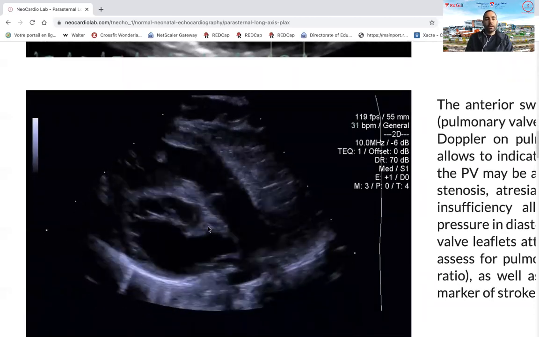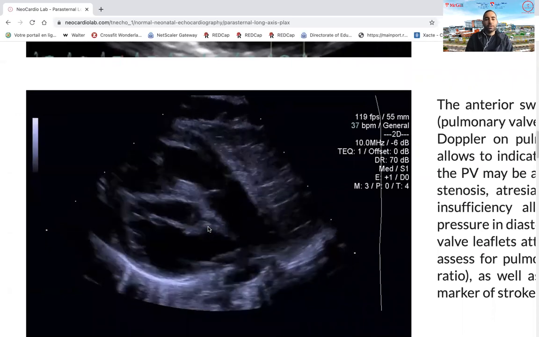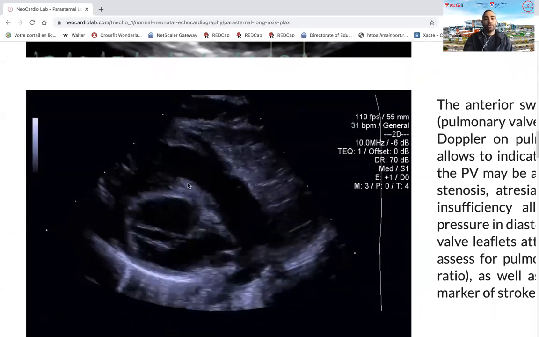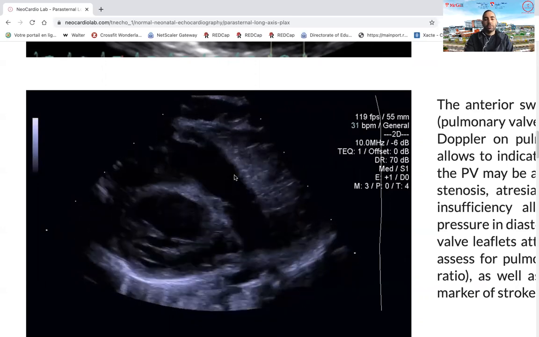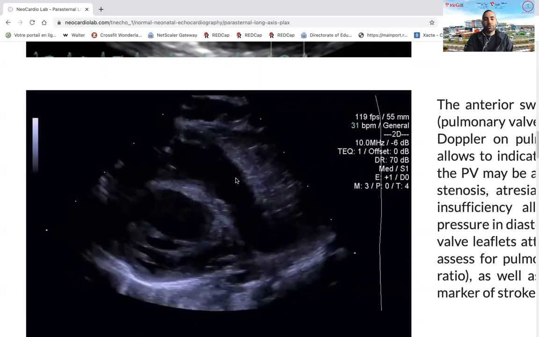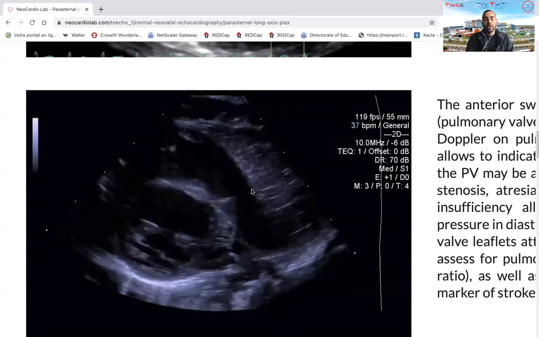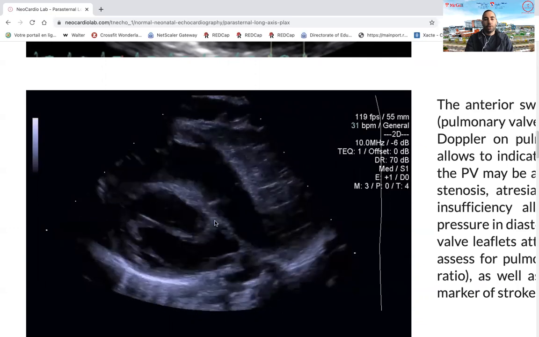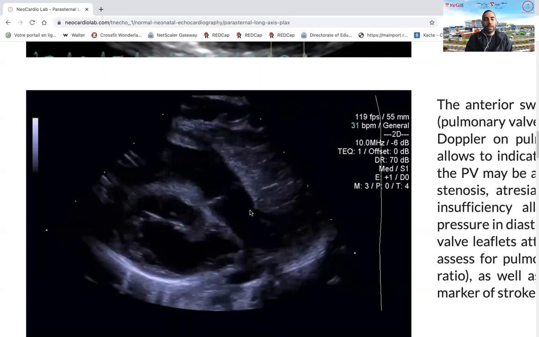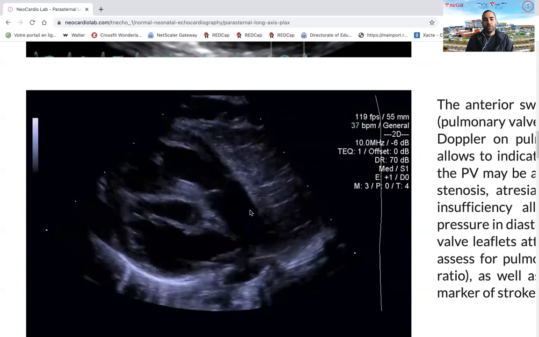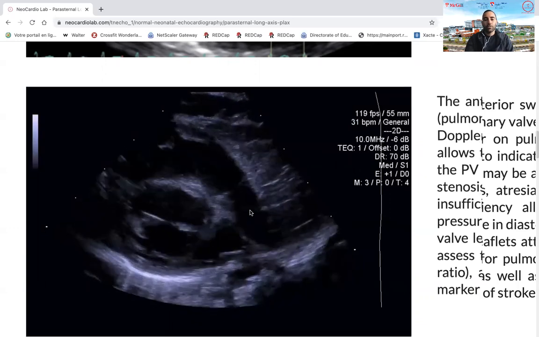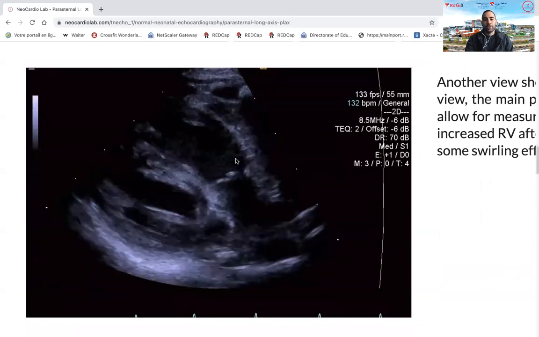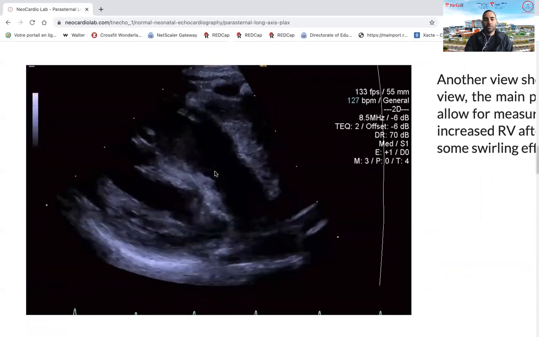So when tilting your probe anteriorly, one of the most anterior structures of the chest is your RV outflow tract, and your RV outflow tract gives rise to the pulmonary artery and the pulmonary valve. So this is a good view also to measure the pulmonary valvular opening at the peak of systole of the RV outflow tract. So that's another view outlining your pulmonary valve.